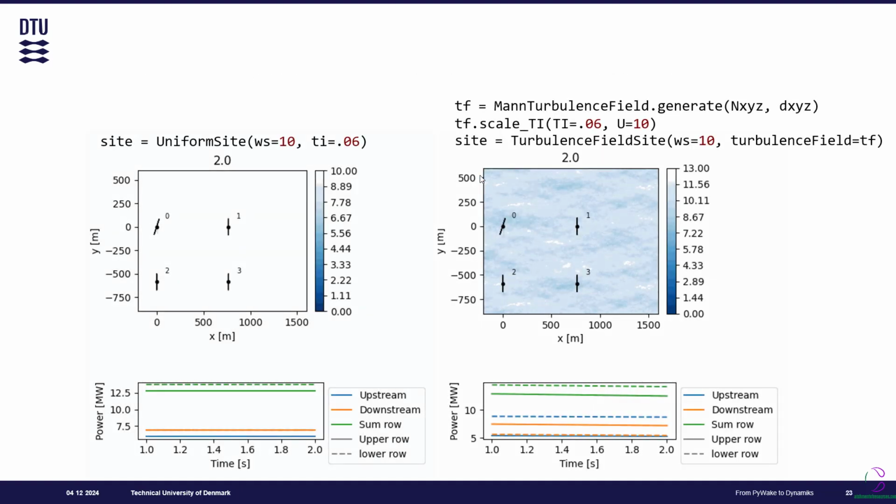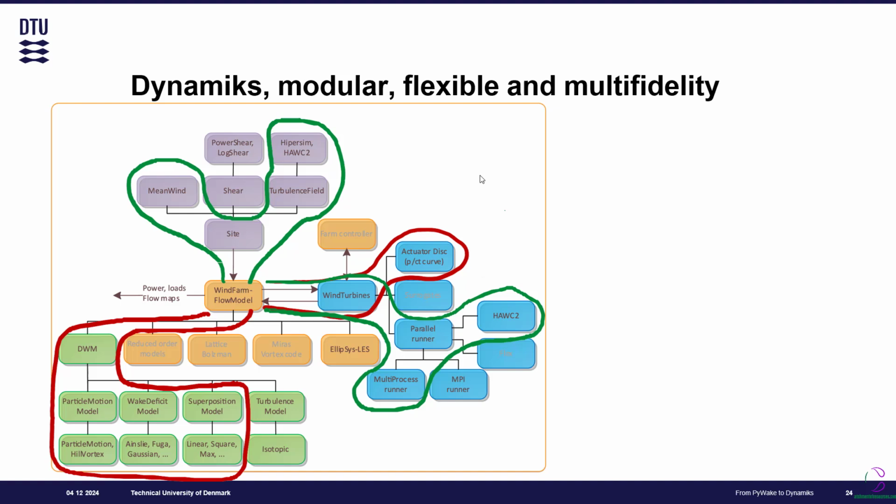So again, you can see here at 2.0, sorry, these are the values from Dynamiks, the amount of power being generated compared to what was done for PyWake. So it shows you the amount of power that is being generated. So once again, this is the performance of Dynamiks, it being a multi-fidelity program.